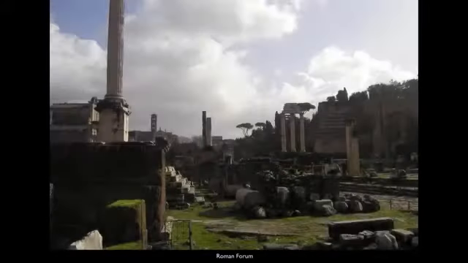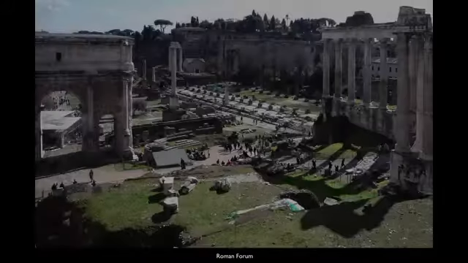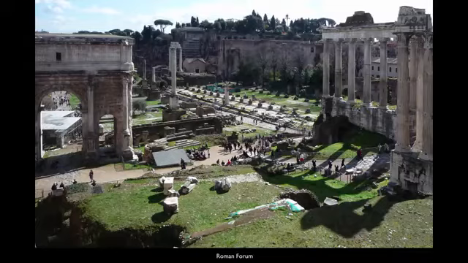When I was studying ancient Rome, one of the most difficult things for me to understand is how all of these ancient ruins fit together. But luckily, we have Dr. Bernard Frischer, who has built an extraordinary video simulation that allows us to move through this space.